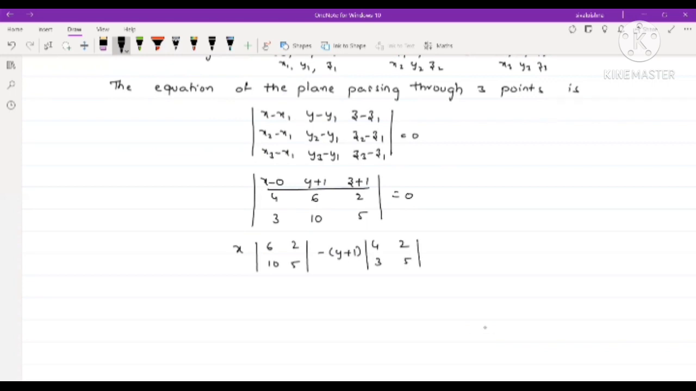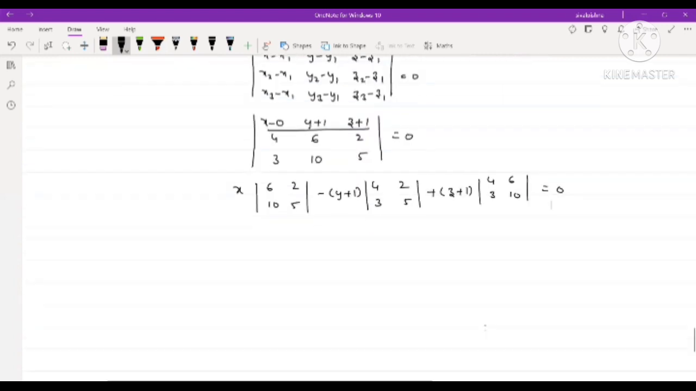Coming to the last element, that is z plus 1. So z plus 1 into, once again we close the corresponding row and the corresponding column of z plus 1. Once again there are 4 elements remaining in the determinant, and those 4 elements are 4, 6, 3 and 10, is equal to 0. This is the expansion of a 3 by 3 determinant.